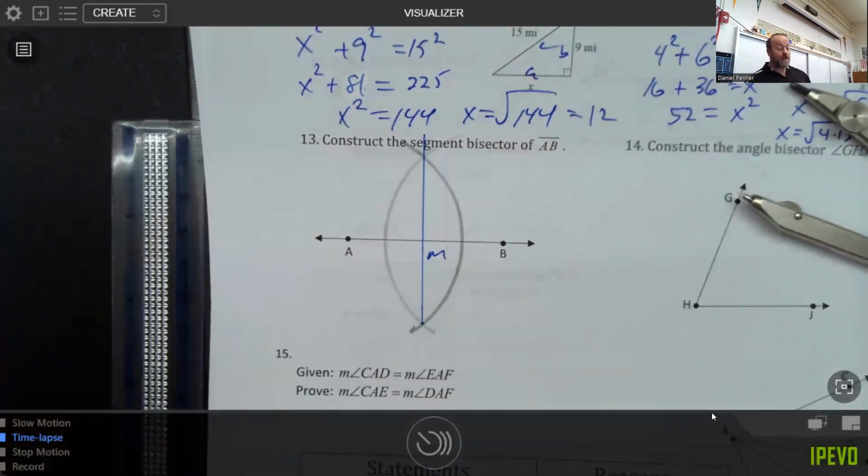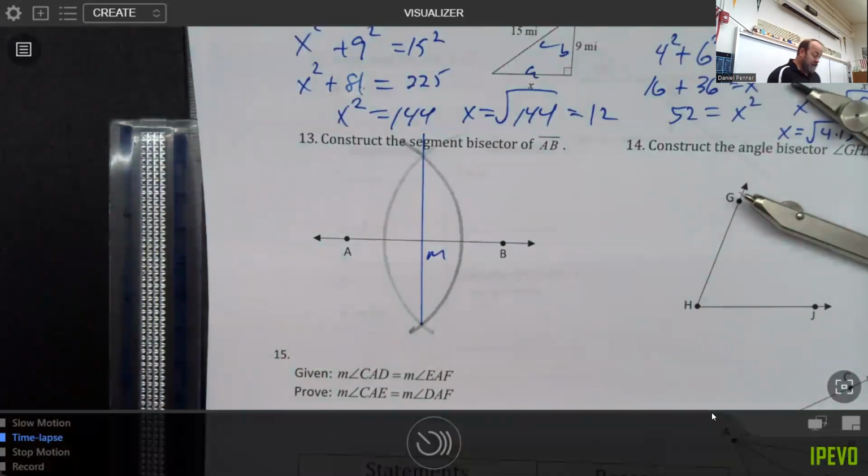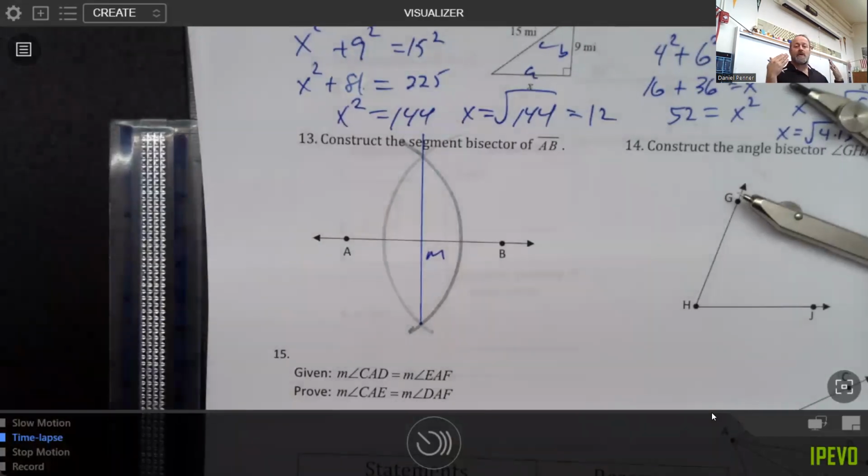But it turns out it also made this perpendicular. So that's a perpendicular bisector. And that point is the midpoint. So if I said construct the midpoint, the angle, the segment bisector, or the perpendicular bisector, all of those would be exactly the same construction.